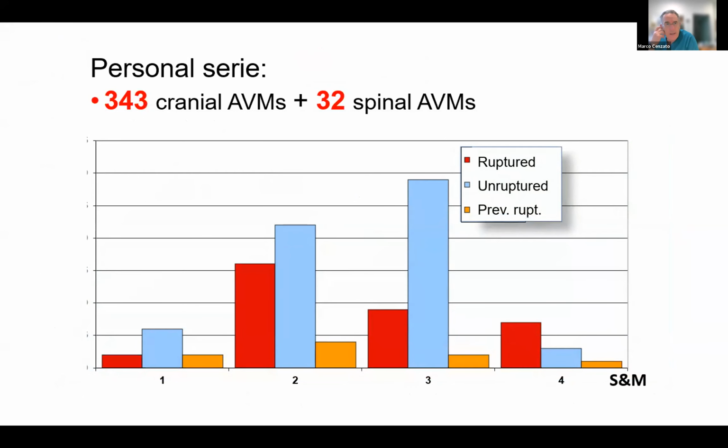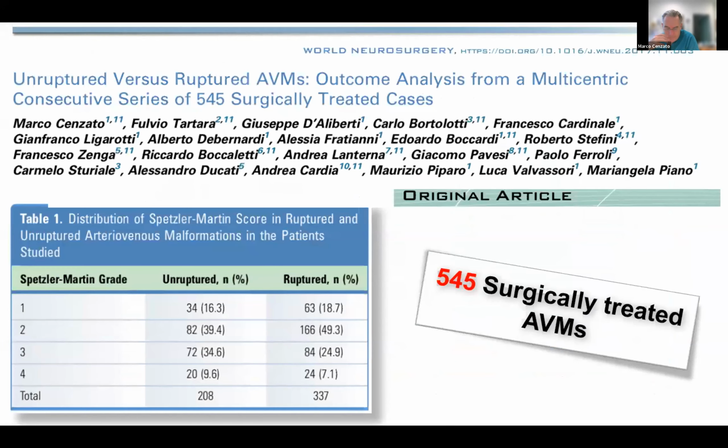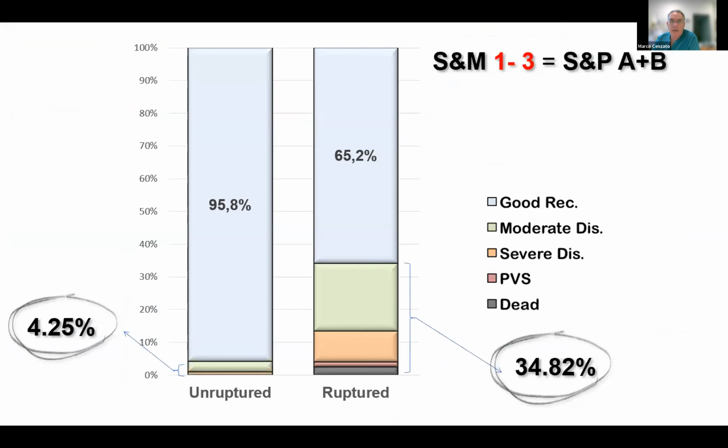This is my personal series from a surgical point of view. As you see here, unruptured are still the main important. We propose treatment for unruptured AVM, although Aruba stated the contrary, but in our opinion, and this is a paper we published 5-6 years ago, we compare the outcome from surgically treated AVM, ruptured and unruptured.